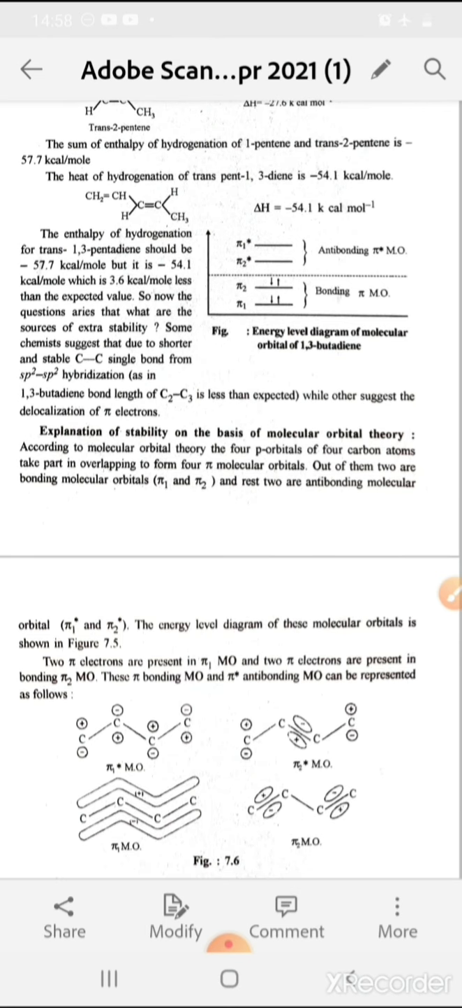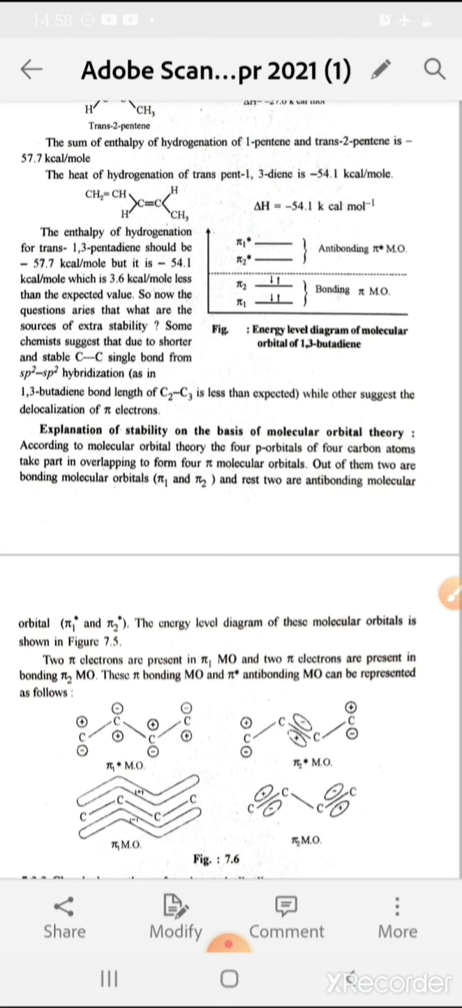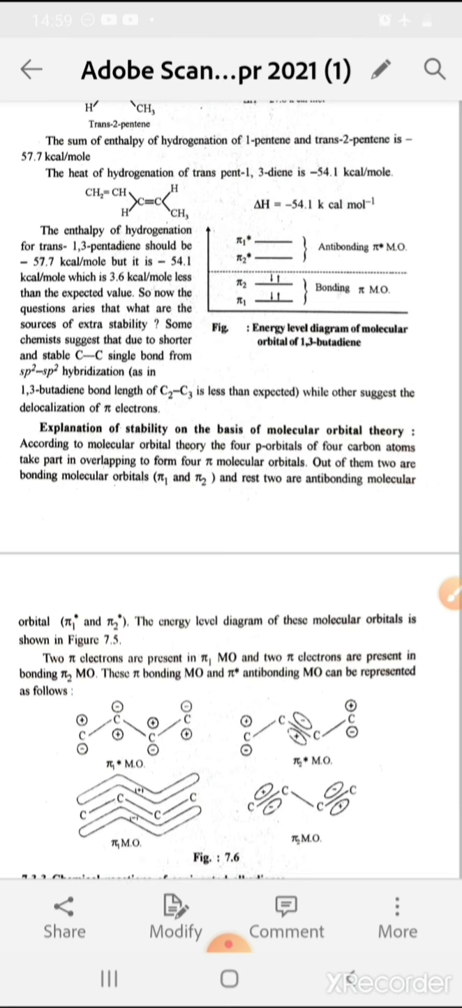Now let us see the explanation of stability on the basis of molecular orbital theory. According to molecular orbital theory, the 4 p orbitals of the 4 carbon atoms take part in overlapping to form 4 pi molecular orbitals. Two of them are bonding molecular orbitals, pi 1 and pi 2, and the rest 2 are anti-bonding molecular orbitals, pi star 1 and pi star 2. The energy level diagram of these molecular orbitals can be seen in the figure below. The 2 pi electrons are present in the pi 1 MO and 2 pi electrons are present in the bonding pi 2 MO. These pi bonding MOs and pi star anti-bonding MOs can be represented as follows in the diagram.